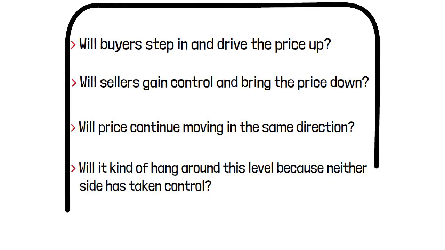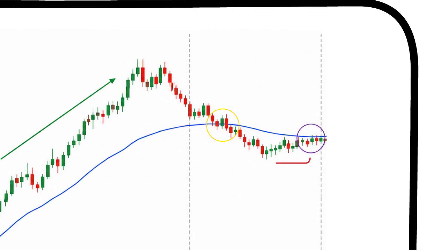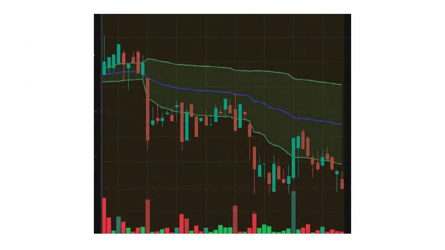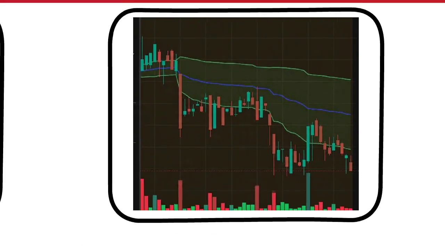Those answers are not readily apparent the instant price reaches VWAP. They usually develop over the next several candles. That's why experienced traders spend less time watching the line itself and more time watching the way the market behaves when price goes near it.